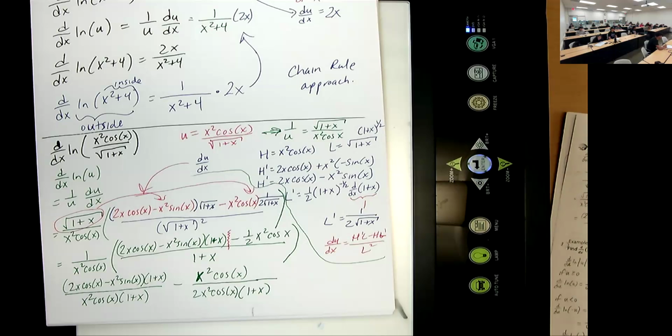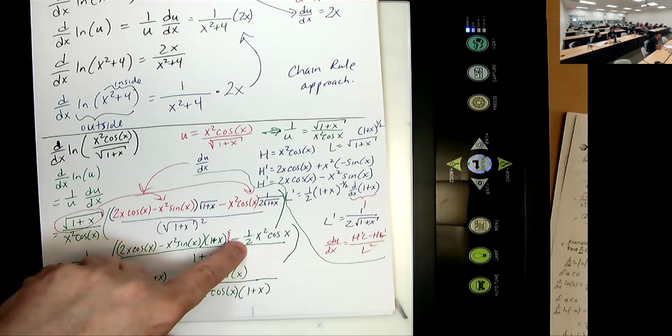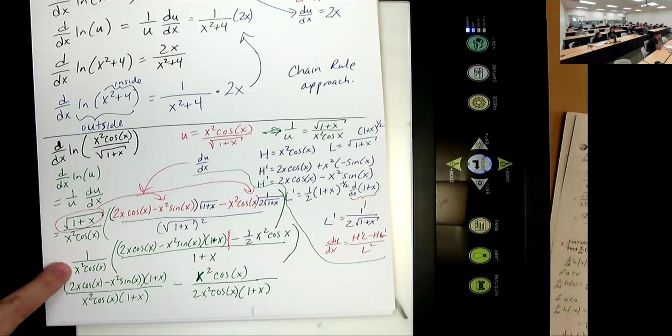Almost done. Where'd the 2x² come from on the second one? On the bottom. The 2 comes from this 1/2. And the x² cosine x comes from this side here. Okay.